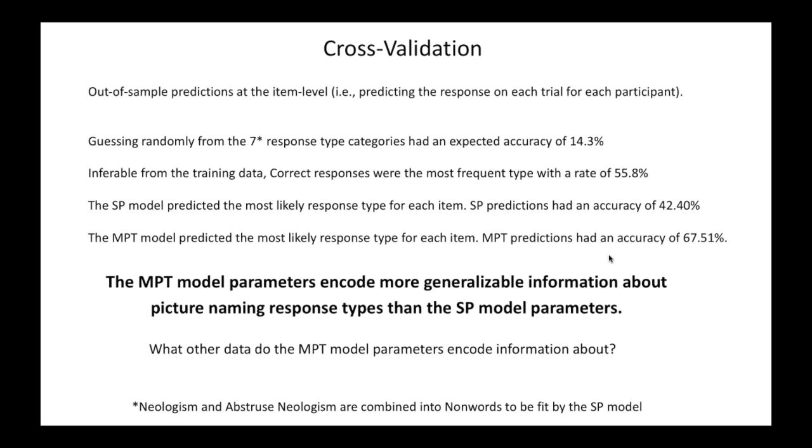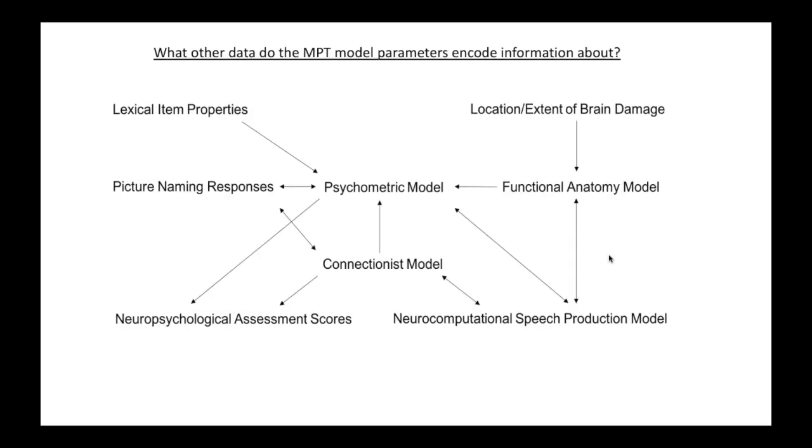Right. So when we take the temperature of somebody's picture naming ability, if you forgive the metaphor, what other things can we learn from this? Here's a map of how I've been thinking about how the psychometric model ties different aspects of neuropsychology together. You see this lurking in the middle here. The psychometric model is really the linchpin of this conceptual network. We've been talking about how it relates to picture naming responses, and how it's been informed by the connectionist model.